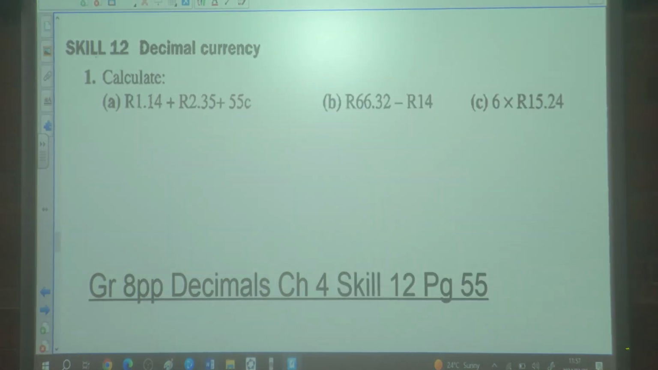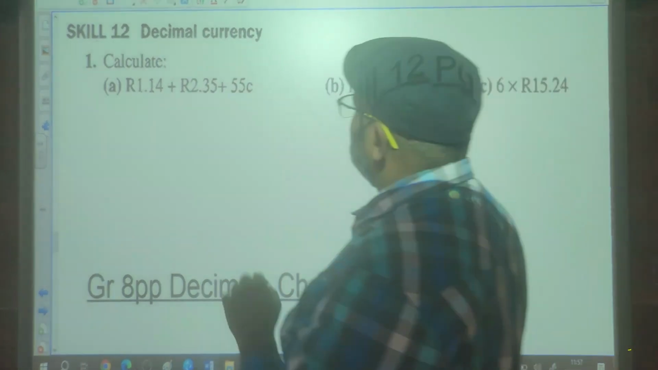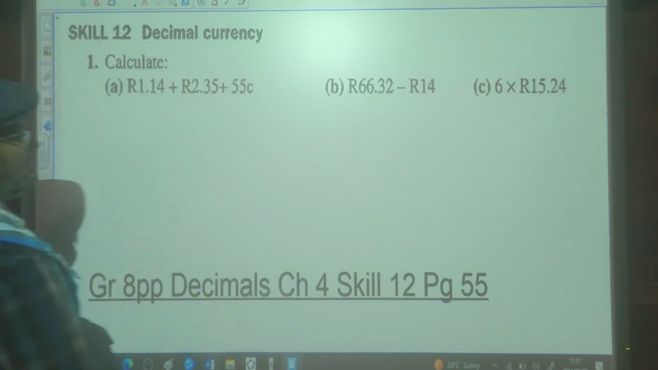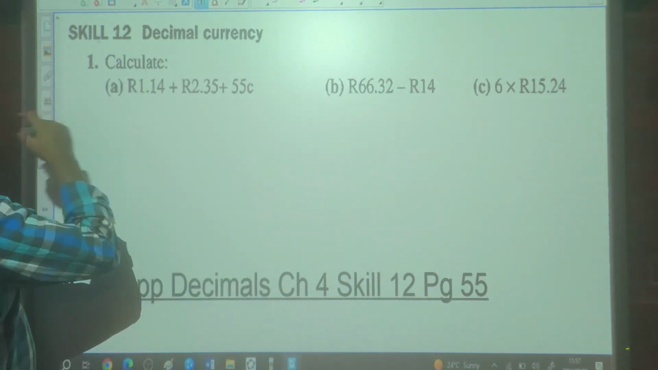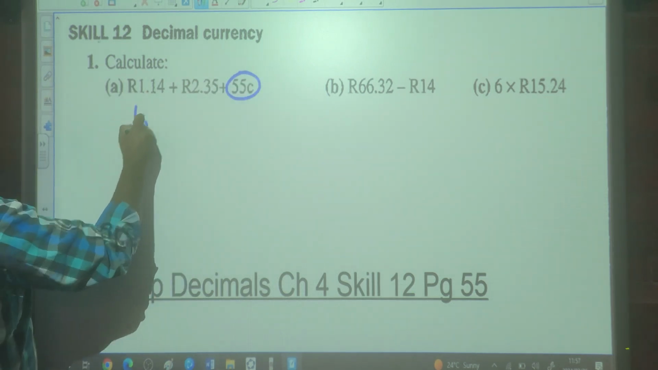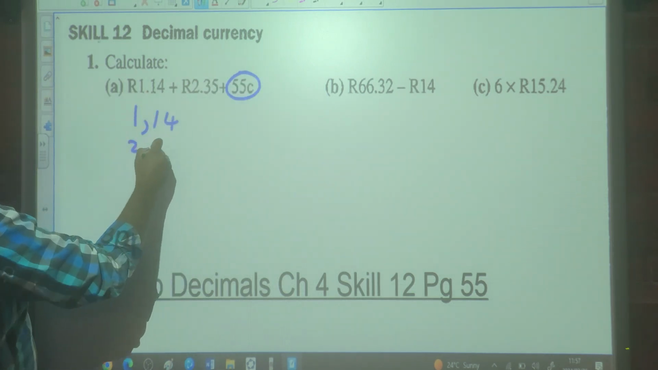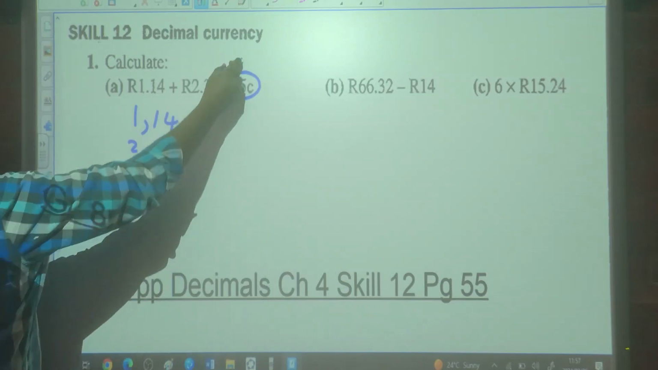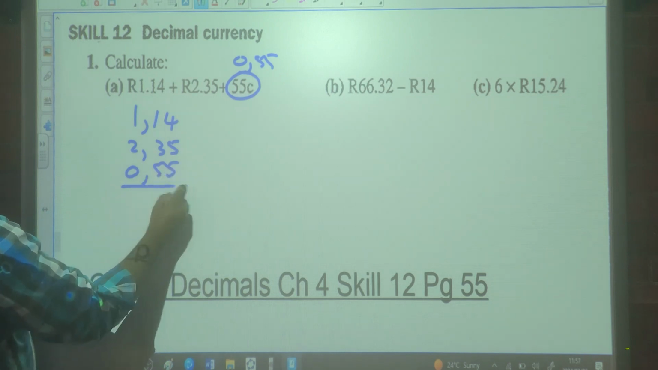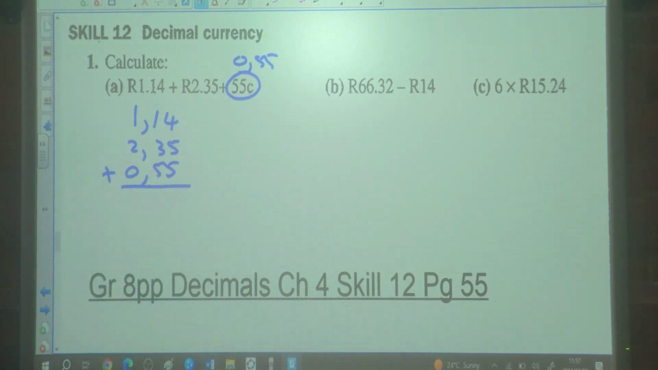Okay, but anyway. Decimal currency. So here we got 1 rand 14 cents plus 2 rand 35 cents plus 55 cents. What do we have to do first? We need to convert the cents to rands, or the rands to cents, one of the two. So it's 1,14, 2,35, and that is 0,55. Not so? How many cents are there in a rand? 100.